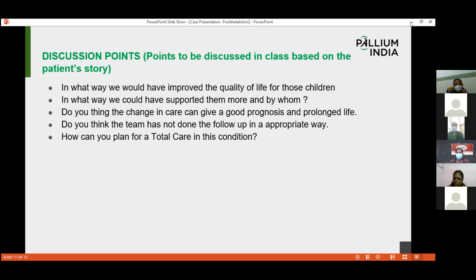But do you feel the care which was given to them? Because Madam has asked particularly whether any change in care would have given better support, and who should have given that care.